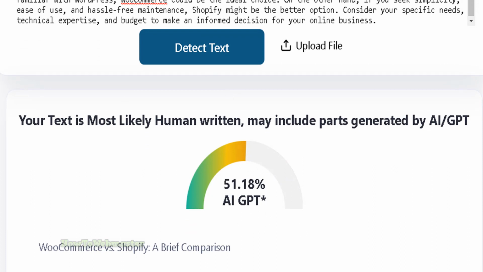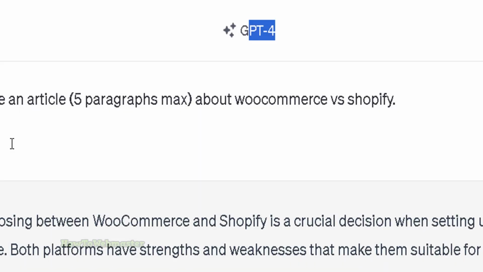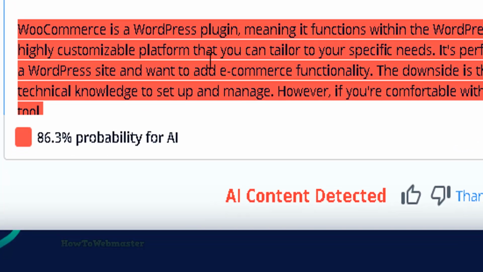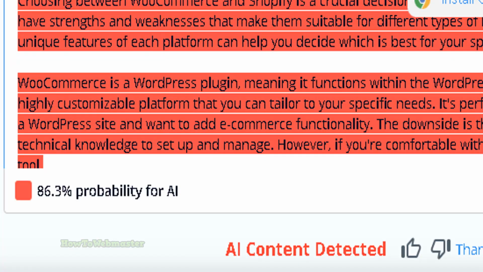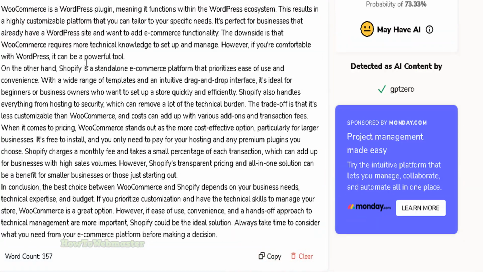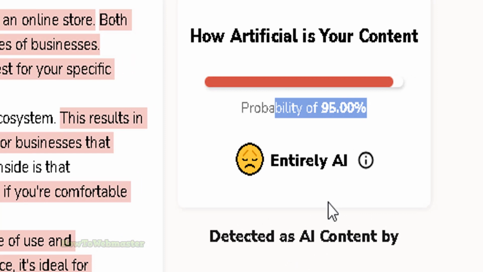So those results are from the GPT 3.5, and now I will copy and do the same for GPT 4 and see if there's any difference between GPT 3.5 versus 4. So for CopyLeaks, 86% as AI content generated. Okay, now for contentdetector.ai, and surprisingly it found a probability of 95%.